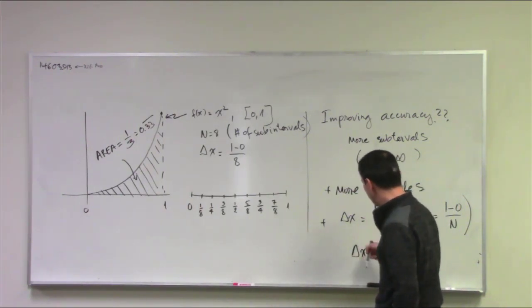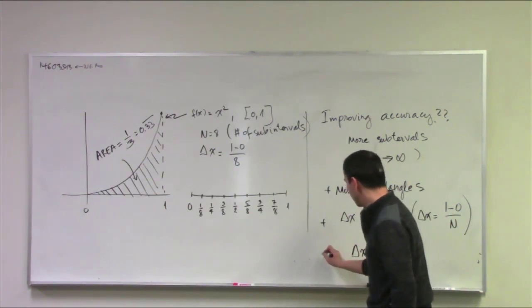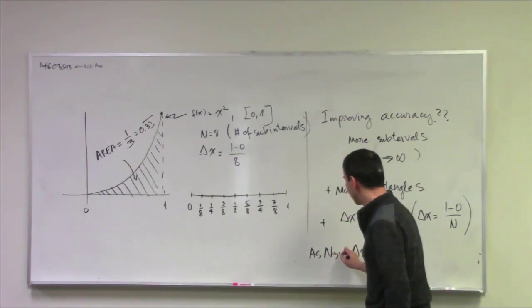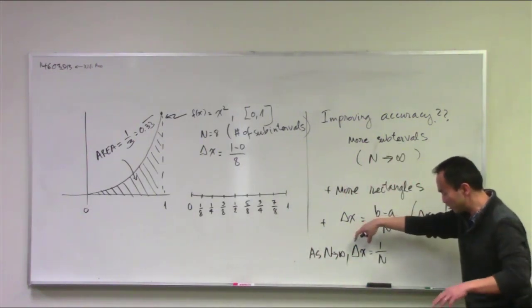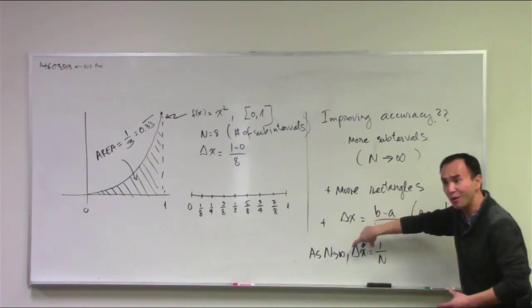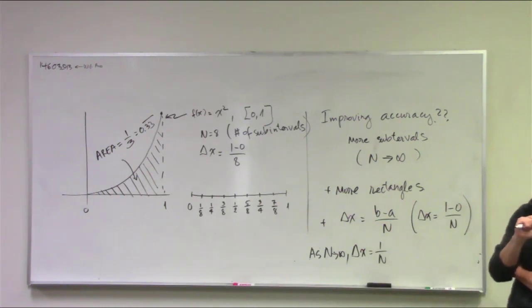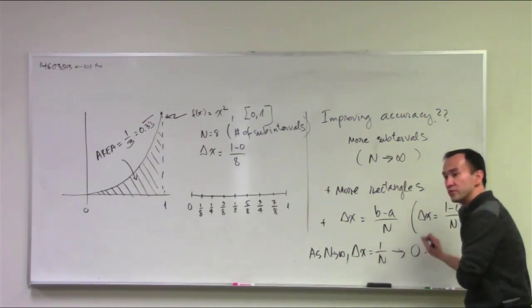So what happened to this delta x? The width here, what happened to that width as n goes to infinity? Now don't say delta x equals 0, but delta x gets close to 0. It gets smaller and smaller. You guys see what I'm saying now? So this right here gets to 0 as well.